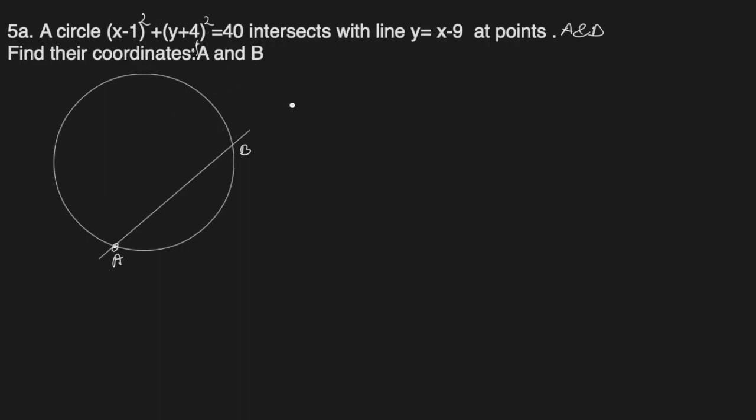So whenever we want to find points of intersection of any two shapes, substitute the y of one into the other. It is difficult to substitute this y into this equation. It is easier to substitute this y into this one. So that's what we're going to do now. So we will write this equation again now. x minus 1 square plus this y will be replaced by x minus 9. And then we have plus 4 square equal to 40. So it becomes x minus 1 square plus x minus 5 square equal to 40.